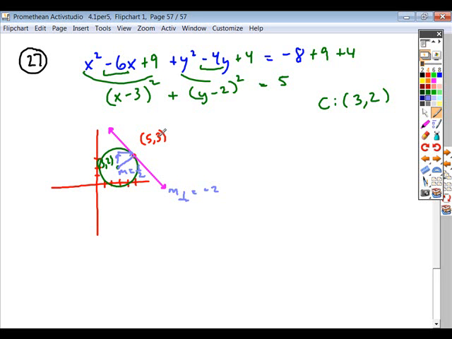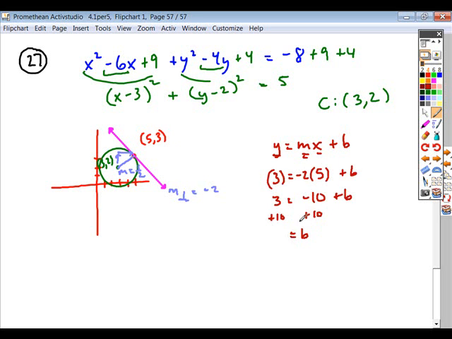So now we can write our equation for the line that has a slope of negative 2 and passes through the point 5, 3. And that's as easy as taking our slope-intercept form, plug in values for x, y, m, and solve for b. So our x-coordinate is 5. Our y-coordinate is 3. And our slope is negative 2. We can now solve for b here by just performing these operations. Add 10 to both sides, and we can solve for our y-intercept.